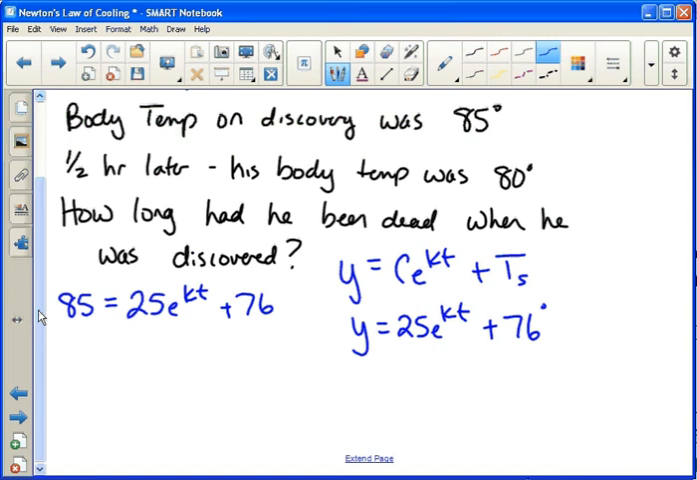Alright, so that's one data point. The other data point is 80 degrees. Now we're told 80 degrees is the temperature he was 30 minutes later, or half hour later, than when he was originally discovered. So if this T represents when he was initially discovered, this T is going to be T plus 30. Okay, I'm going to put it in terms of minutes. Now if you would rather do it in terms of hours, you can do T plus 1/2, and that would be completely fine. Nothing wrong with that.